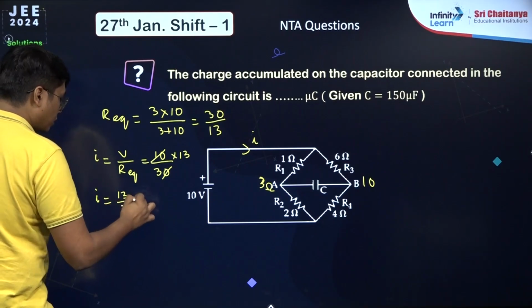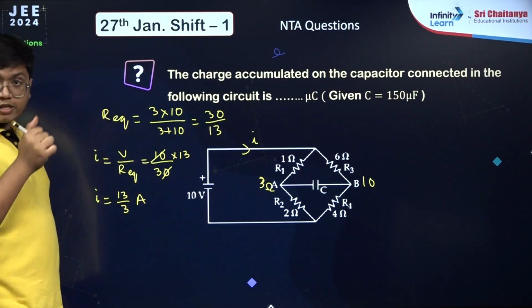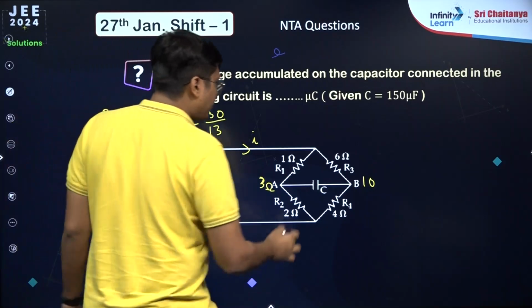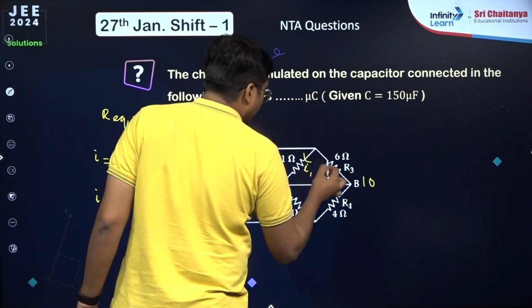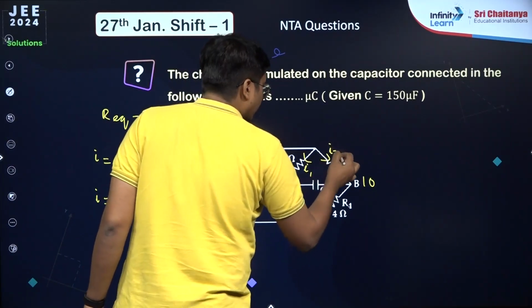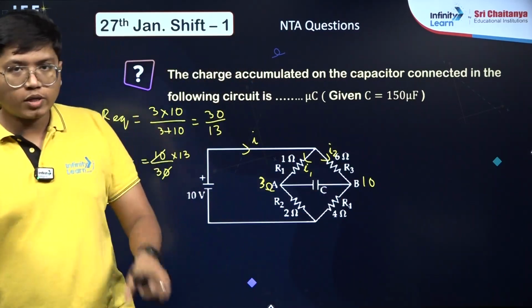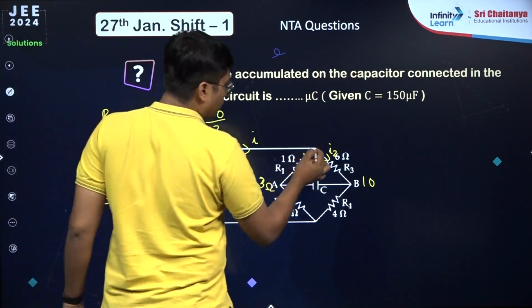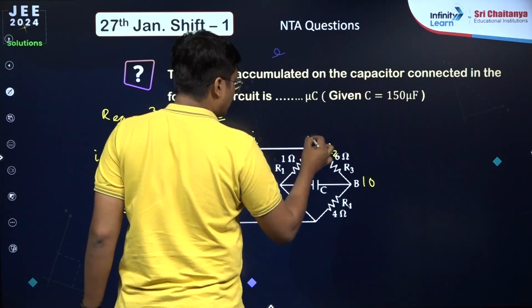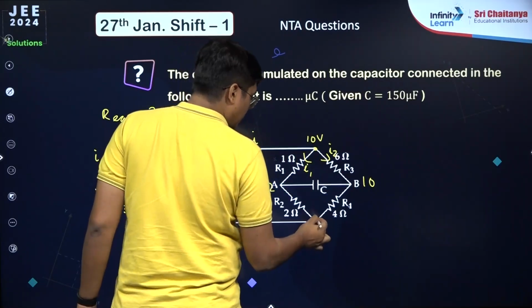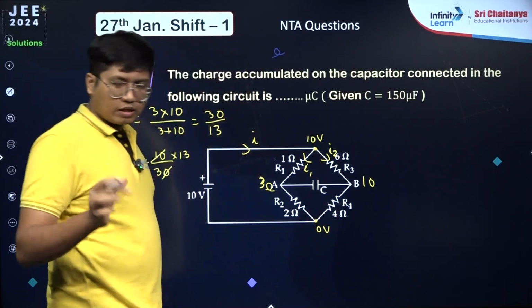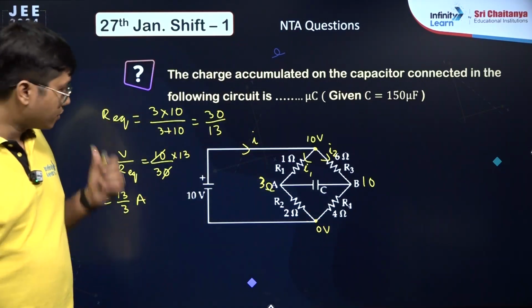I is equal to 13 by 3 amperes. Now this is the current coming in. The current splits, goes I1 in this line and goes I2 in this line. Let's use a little bit of nodal analysis. Using that nodal analysis, let's consider this is at 10 volts and this is at 0 volts.